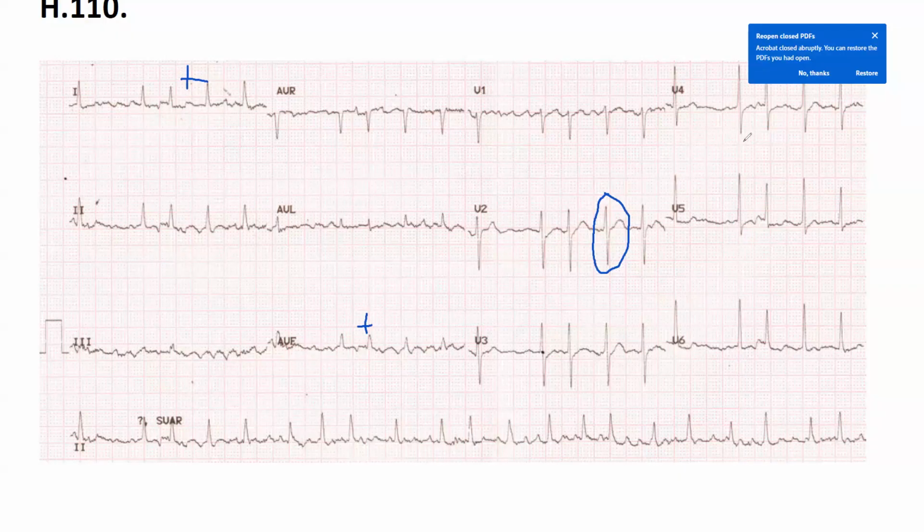You cannot see anything. Hypertrophy, the size of the R, I don't think there is any, because here you have 15, and in V2 this is the largest, about 20 or maybe 17. It's not over 35, so there is no left ventricular hypertrophy. So only what you can see here is atrial fibrillation, and the axis is completely normal. So nothing else.